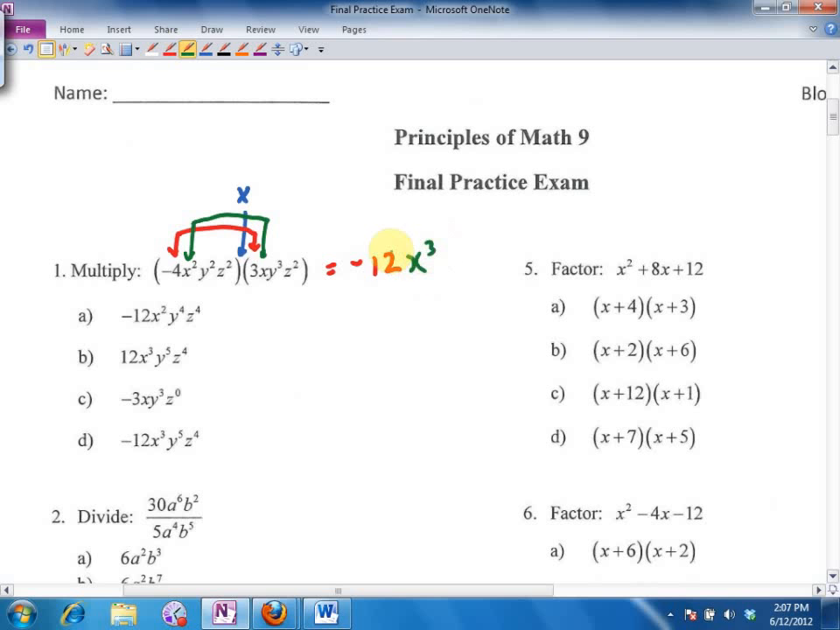Perfect. Perfect. And then we continue on, and we're going to do the y's. Y squared times y cubed is y to the what, Justice? Okay. And the z's, lastly, what do you get for that? Dominic? Thank you. There we go. Just like that. So that is which answer? That looks like it's just like D.